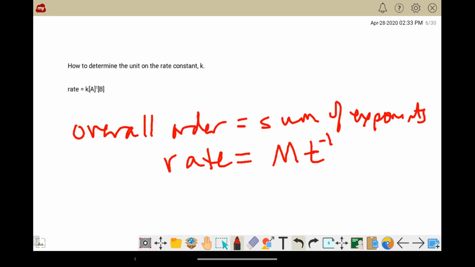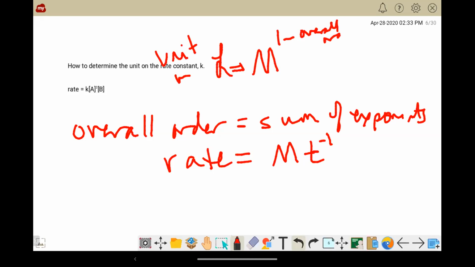And so I've taught this lots and lots of ways, and I really much prefer working out all the algebra, but my students much prefer this little shortcut right here. The unit on K will equal molarity raised to the 1 minus overall order, time to the -1 every time. So now you can't put T in there. You have to see what units of time are being measured. If it's radioactive decay, it might be millions of years, right? If it's some sort of combustion reaction, it's going to be seconds.